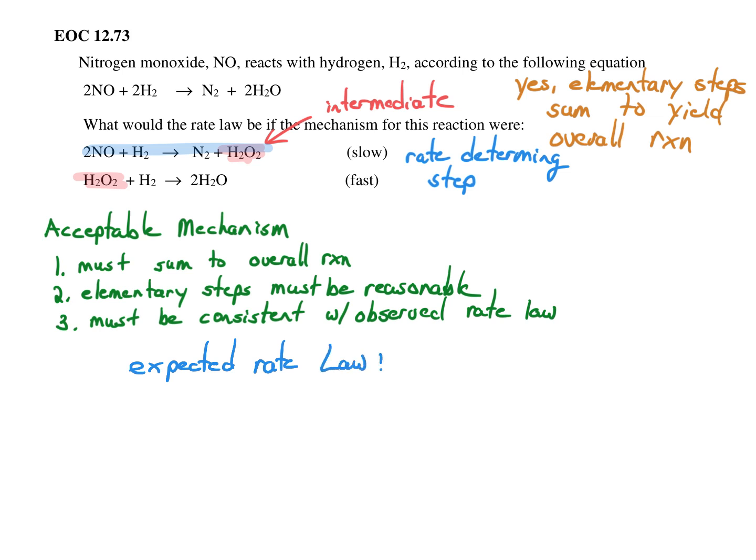So our expected rate law from the mechanism can be based solely on step number 1, and the rate is going to be equal to k times the concentration of NO squared multiplied by the H2 concentration.